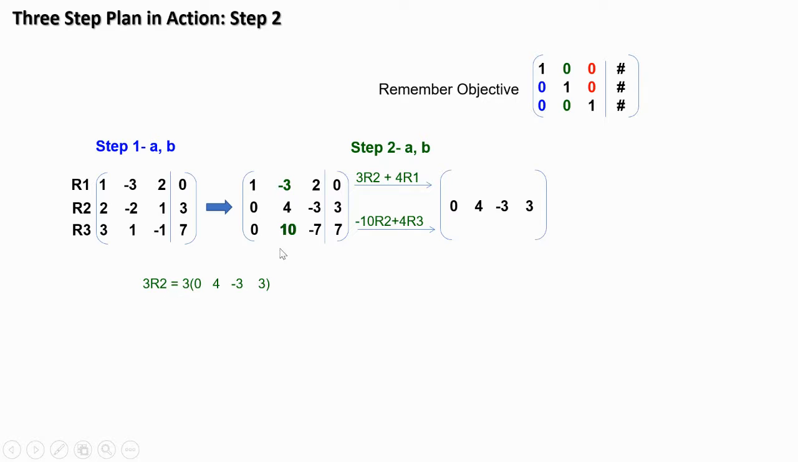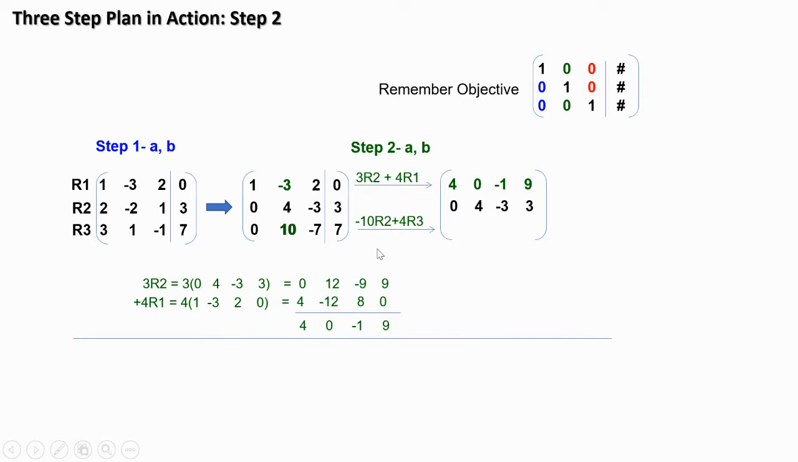So 3 times row 2 is going to be 3 times everything in row 2, which is 0, 4, -3, 3. After I distribute, it should give me 0, 12, -9, 9. Then plus 4 times everything in row 1, which is 1, -3, 2, 0, which is right here. So again, after I distribute, it's going to give me 4, -12, 8, and 0. So after I add them, it gives me 4, 0, -1, 9. And that's going to become my new row 1.